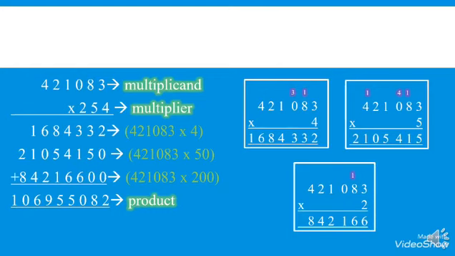In the same way, we can multiply a 6-digit number by a 3-digit number. Means, in this example, you have a multiplier of 3 digits. We have to multiply 421,083 by the number 254. So we start the multiplication.